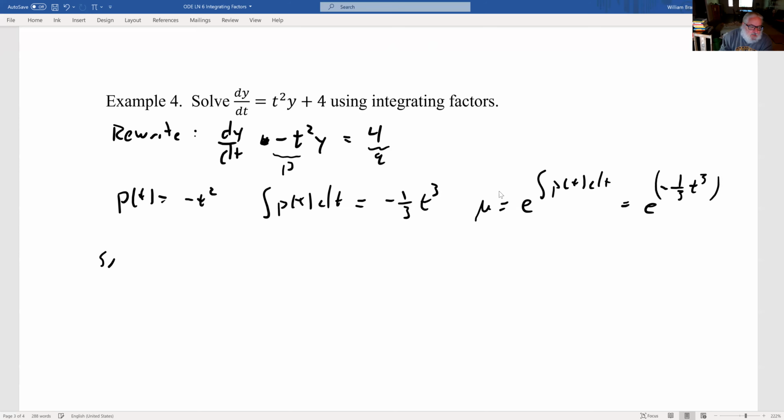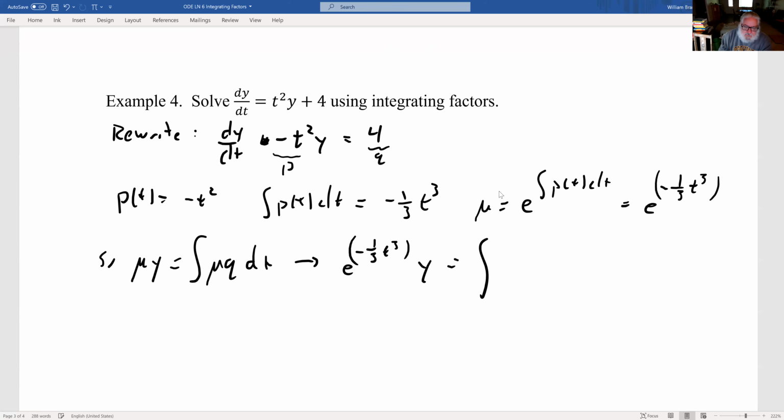So mu times y equals the integral of mu times q dt. That tells me that e to the minus 1/3 t cubed times y equals the integral of e to the minus 1/3 t cubed times 4, because 4 is our q, dt.